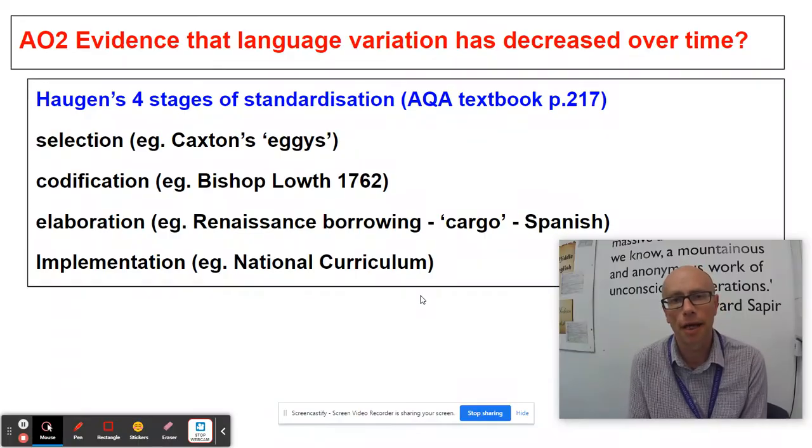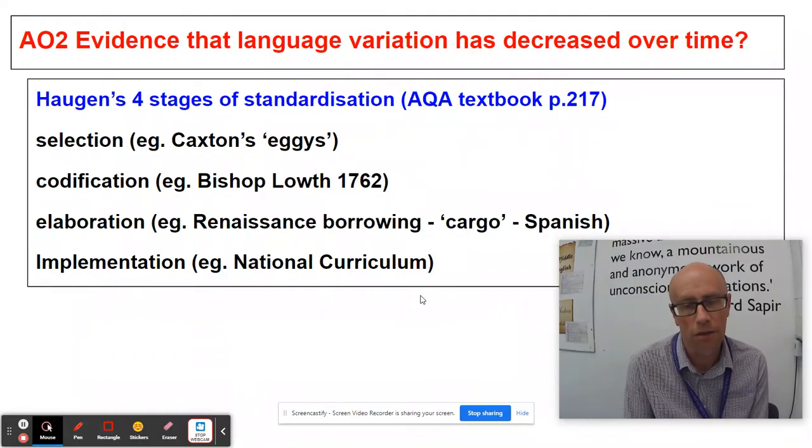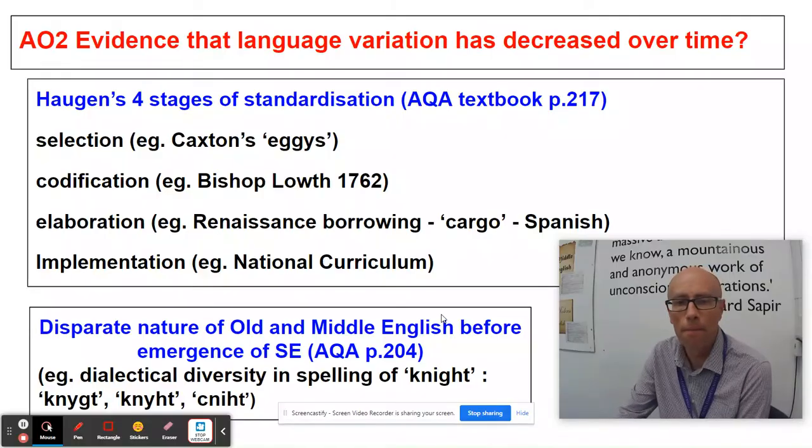And then finally, you've got this notion of implementation, that basically authority figures try to stop language from changing, and they lay down what they call a standard form of language. So you've got institutions like the national curriculum, and in order for you to pass your SAT test as a Year 6 primary school student, you have to spell things in certain ways, you have to construct sentences in certain ways, you have to write with a certain level of formality. Okay, so all of that stuff would be evidence that language variation has decreased over time.